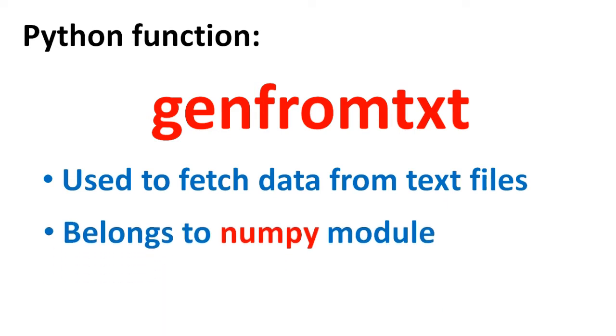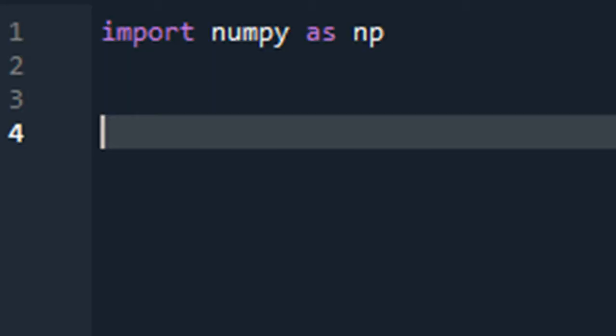The genfromtxt function belongs to the numpy module, so before we will be able to use it, we must first import the numpy module. To import the numpy module, we type the first line of our program as import numpy as np. So that line will import numpy with the name np. Now, we can comfortably use the genfromtxt function.